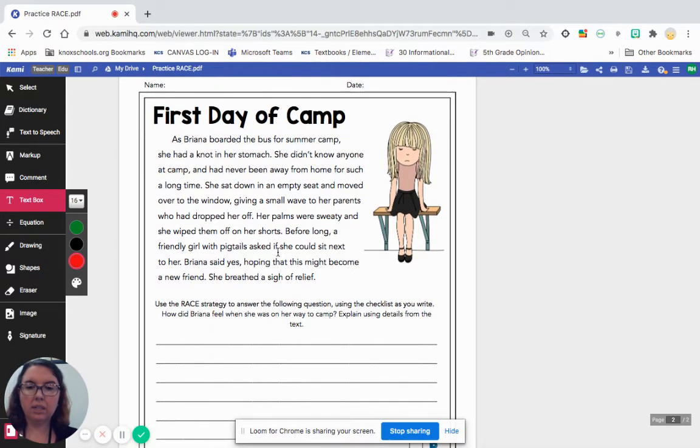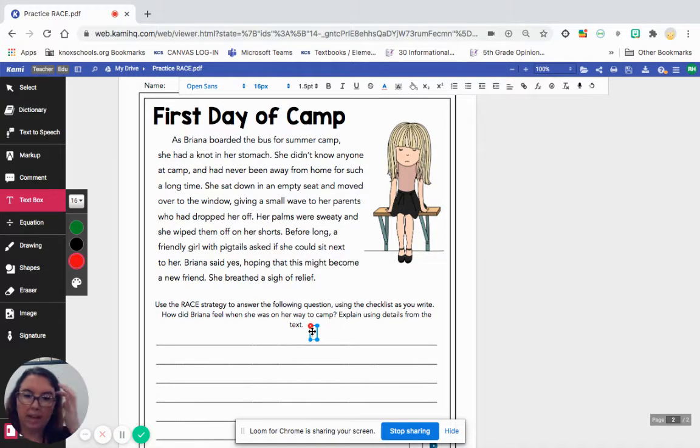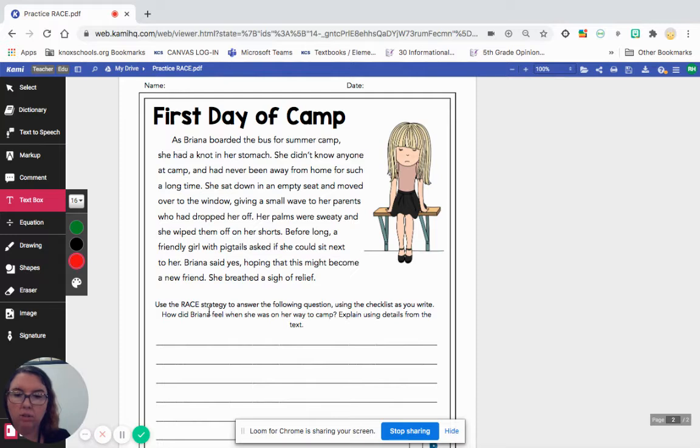Let's look at this together. I'm going to pretend to be a student, and I'm going to use the RACE strategy to answer the question. Like I said, sometimes I like to look at the question before I even read the text, so let's do that together. It says, how did Brianna feel when she was on her way to camp? Explain using details from the text. I'm trying to figure out how she felt when she was on her way to camp.